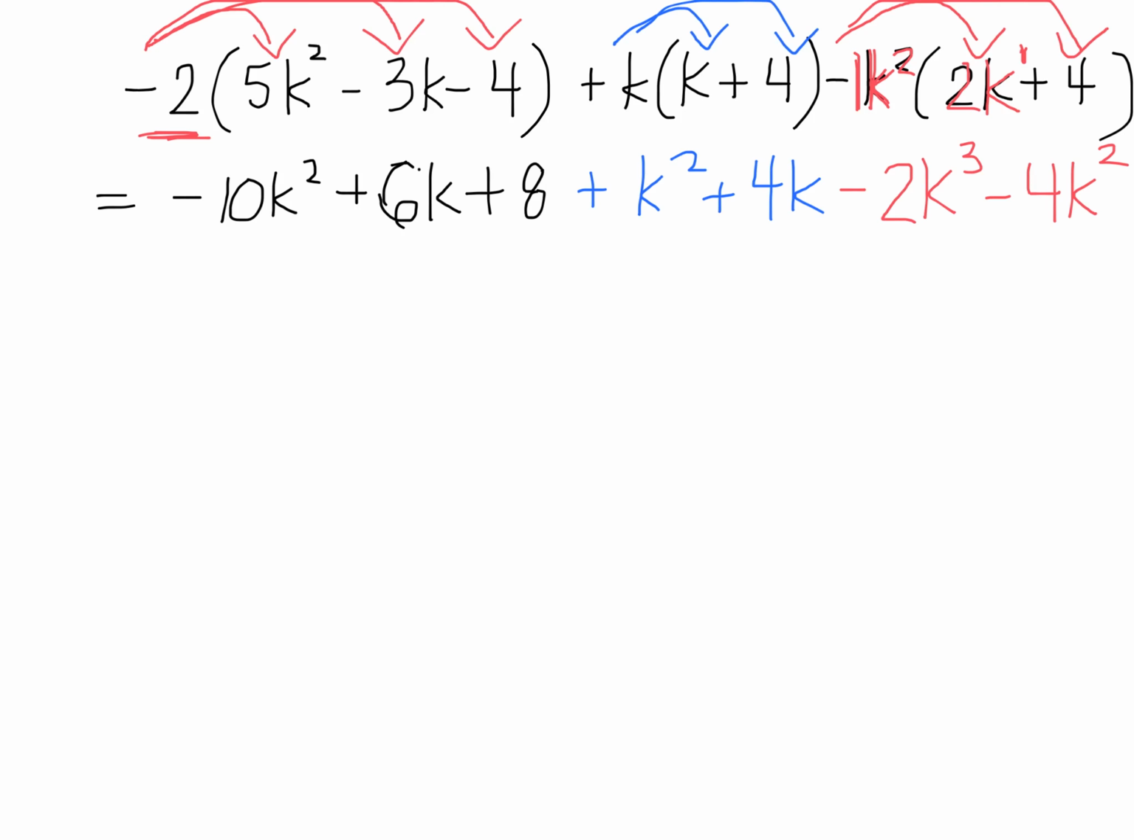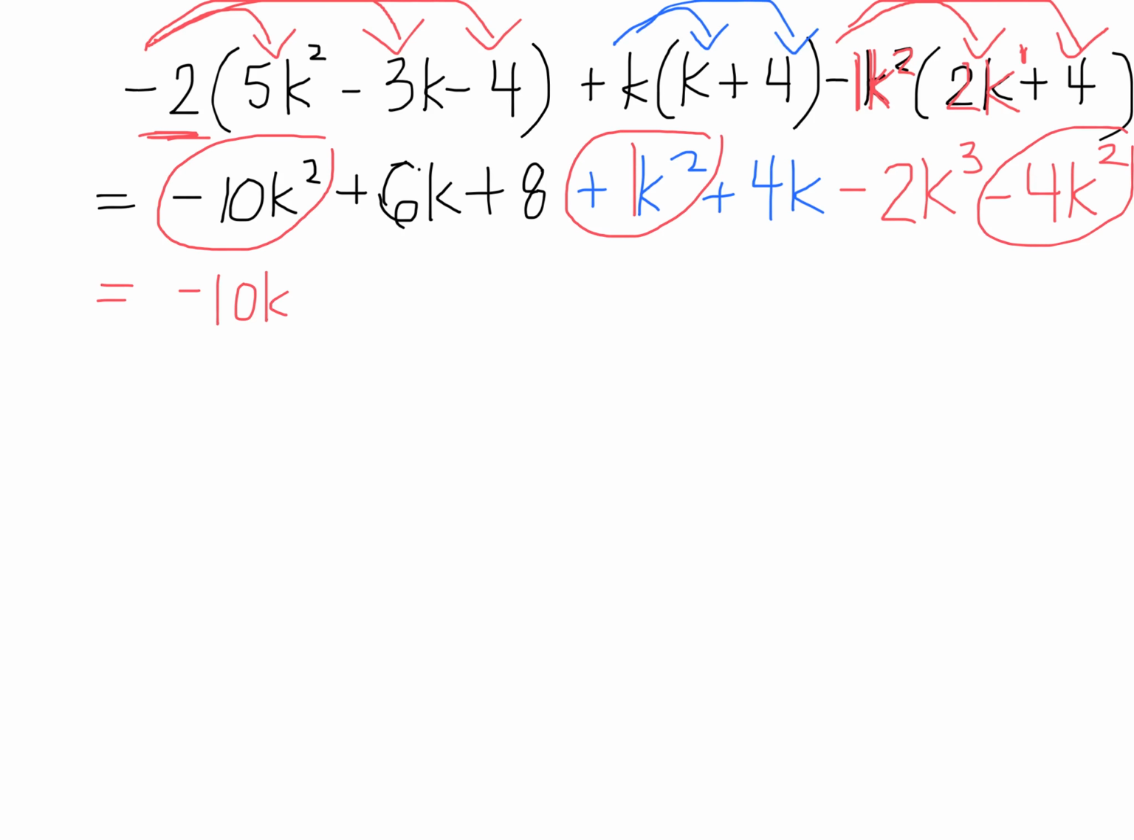Now we need to figure out which terms you can add together. We have a k squared term, a negative 10k squared. What can you add to a k squared? Are there any more k squareds? Yes, I have a negative 4k squared. Are there any other k squareds? So let's put a 1 there. So you're taking negative 10k squared, adding 1k squared, and then subtracting 4k squared.